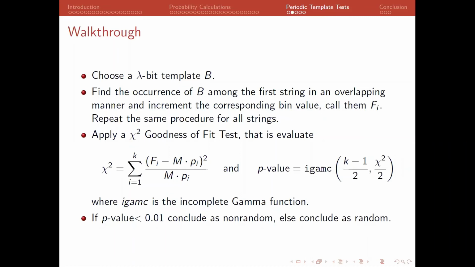And it is straightforward. If you know the chi-square test, we apply the chi-square goodness-of-fit test. First, we evaluate chi-square, very useful from statistics. Then we evaluate the p-value by the incomplete gamma function. And we need to define a threshold. You can define other thresholds for other applications, but usually 0.01 is chosen as this threshold.